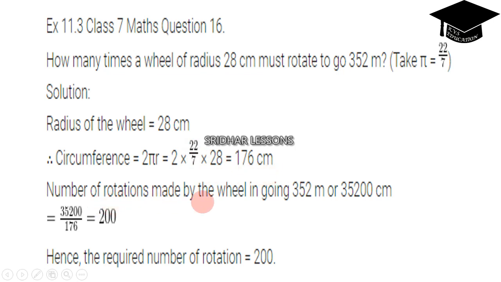The number of rotations made by the wheel in going 352 meters, or 35,200 centimeters, is 35,200 by 176. Because the circumference is in centimeters, we have to convert the distance into centimeters. So upon cancellation we will get 200 rotations. So the required number of rotations is equal to 200. Observe the problem carefully.